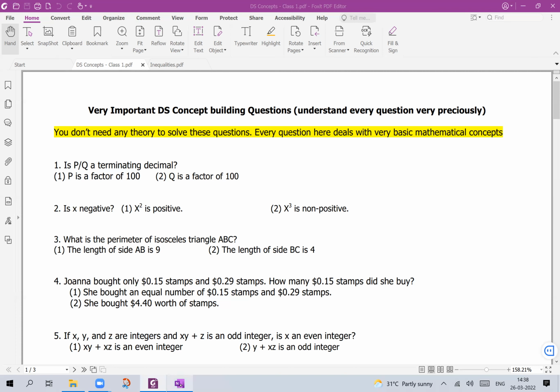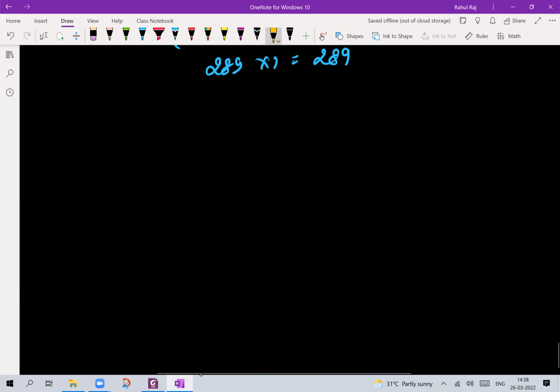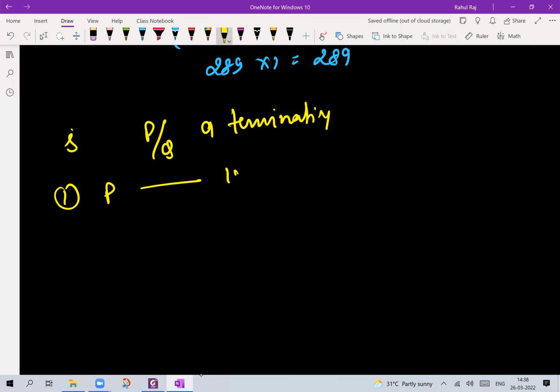So, whoever has told answer C, please see here. It says, is P by Q a terminating decimal? The question is pretty simple. Is P by Q a terminating decimal? Option number 1 says P is a factor of 100. Option number 2 says Q is a factor of 100.